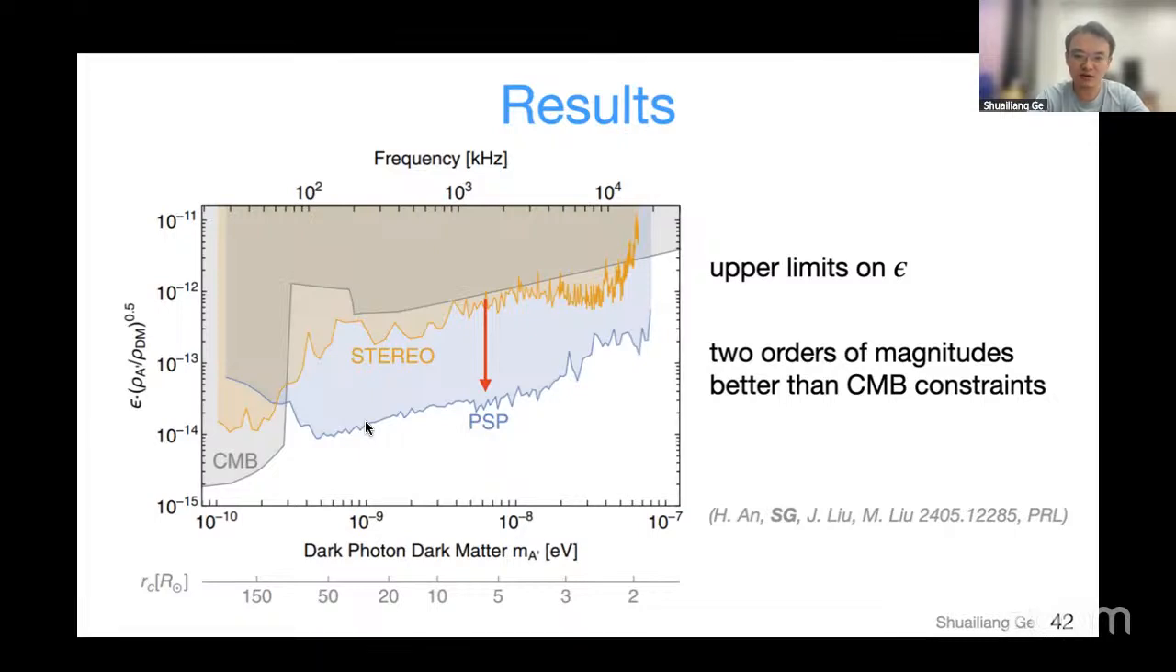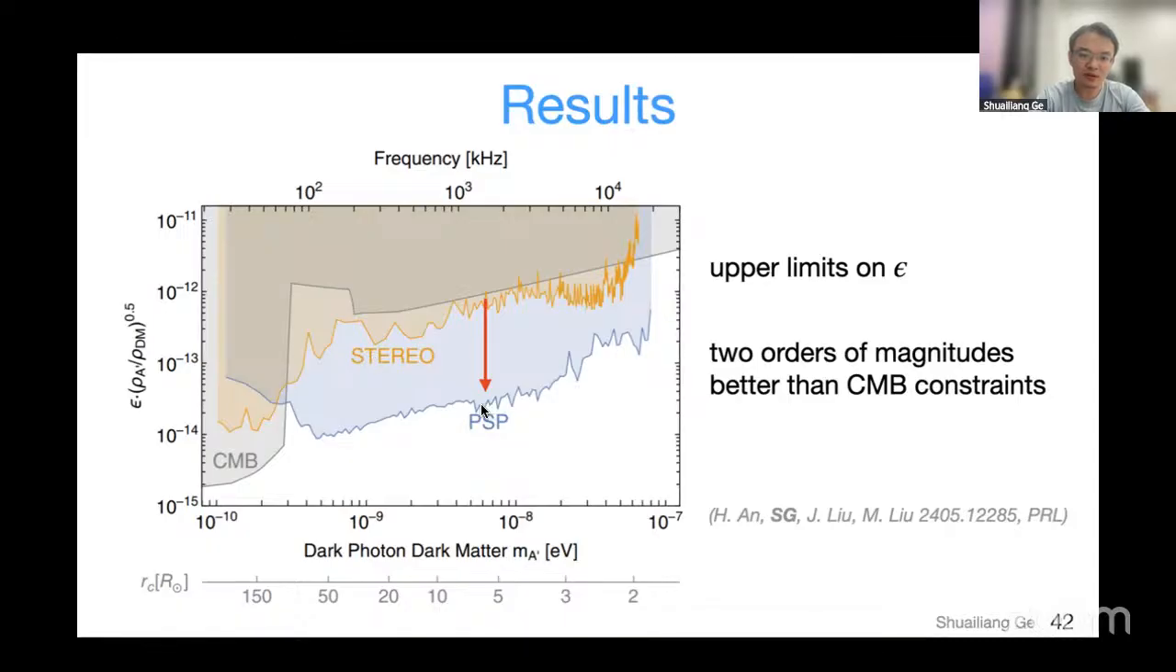This cannot be done by other satellites like STEREO. We also use the STEREO data to make constraints. We see that it is much weaker than the Parker case because the orbit of STEREO is fixed at 1 AU, so it suffers from a large distance attenuation.